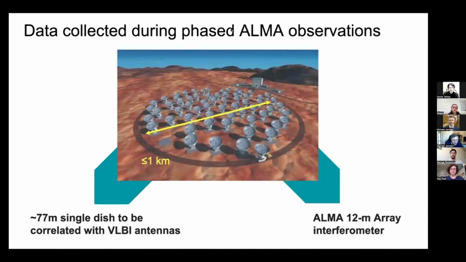So what kind of data is collected during phased ALMA observations? Of course, the 77-meter single dish data. This phased ALMA single dish is recorded and will then be sent to the VLBI correlator to be correlated with the other VLBI antennas. But at the same time as ALMA participates in VLBI observations, it also writes the interferometer data from these 12-meter antennas.